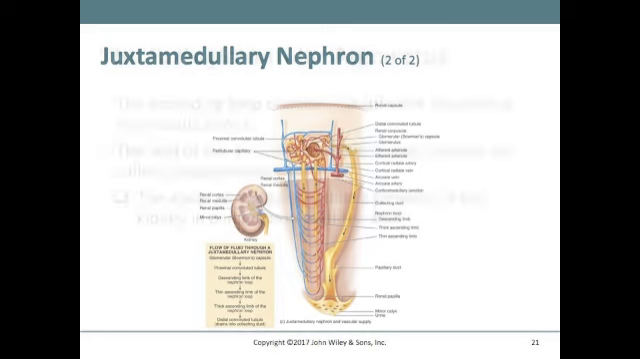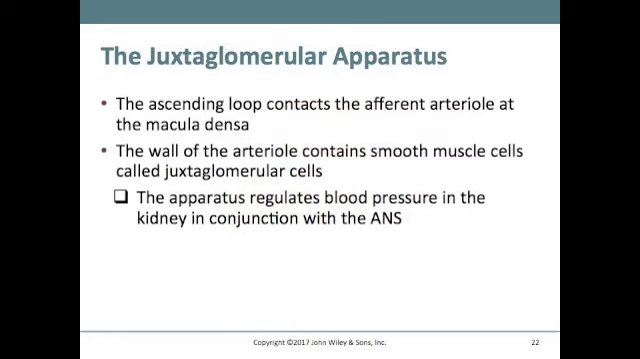Moving on to the next slide concerning the juxtaglomerular apparatus, the ascending loop contacts the afferent arteriole at the macula densa. The wall of the arteriole contains smooth muscle cells called the juxtaglomerular cells. The apparatus regulates blood pressure in the kidney in conjunction with the autonomic nervous system.